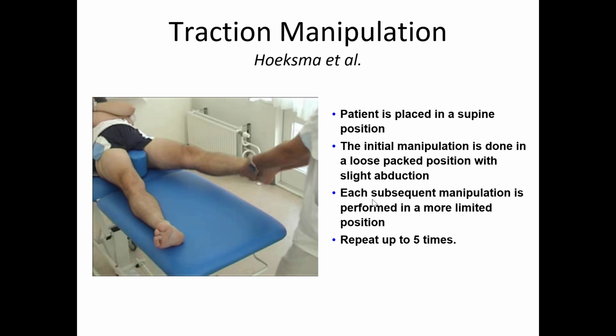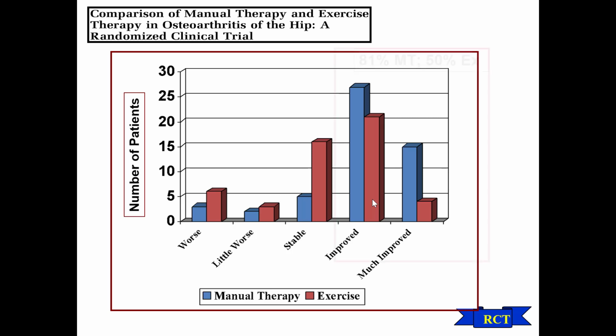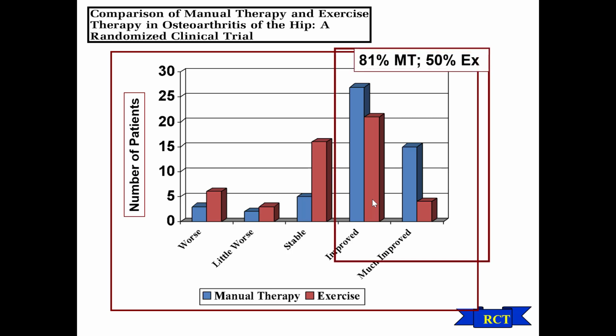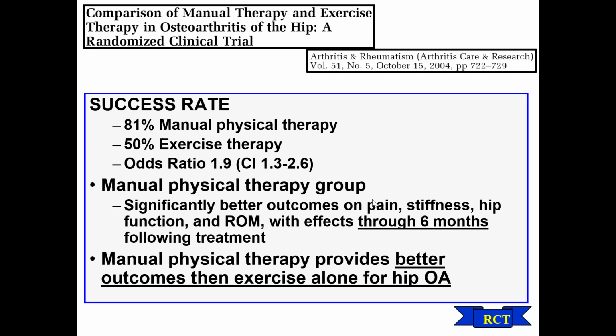This slide shows the patient position being in a loose pack position for the manipulation. You will learn this technique in lab. As seen by an improved score of the Harris Hip Scale, those receiving traction manipulation outperformed those receiving only exercise. In fact, 81% of patients improved with manual therapy versus 50% with only exercise. This lasted 6 months after treatment, thus leading us to conclude manual therapy provides better outcomes than exercise alone, though exercise does remain important.